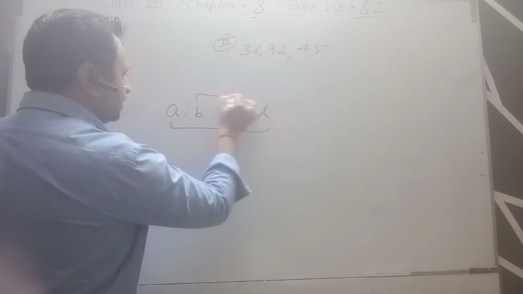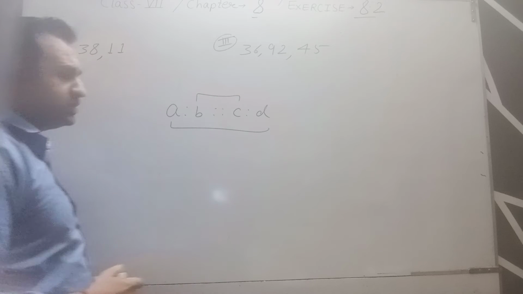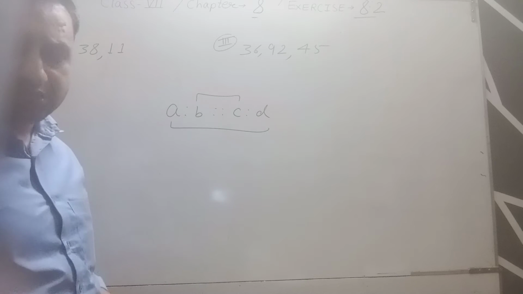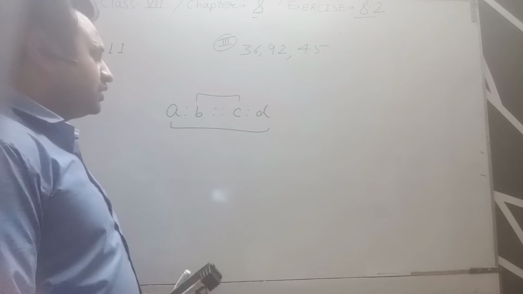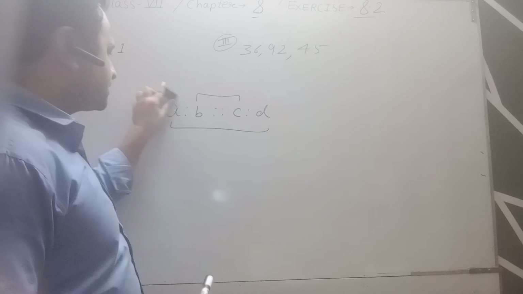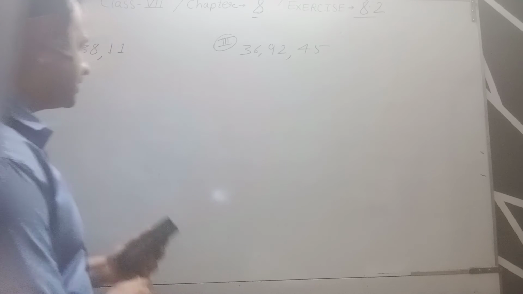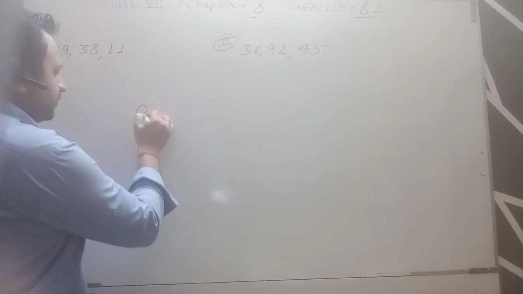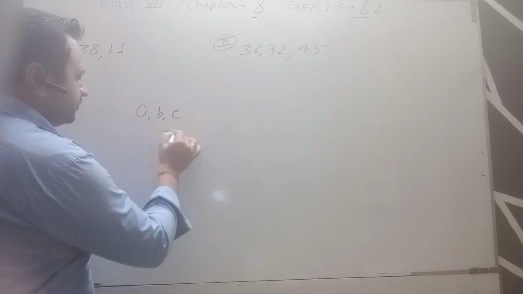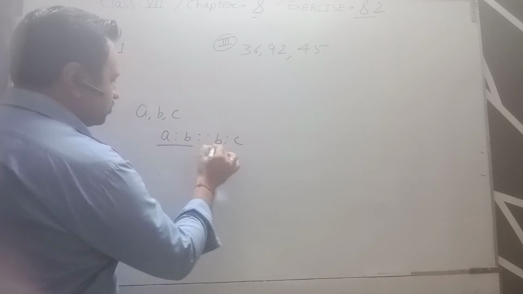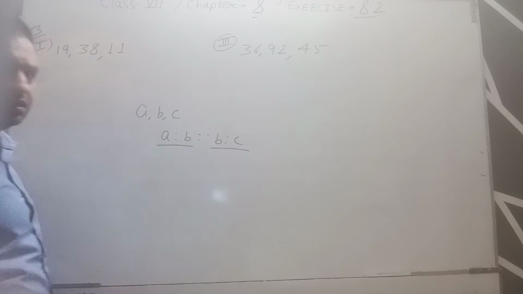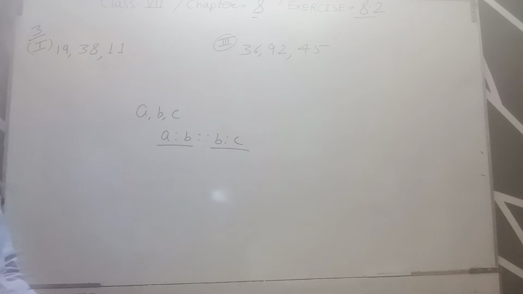If the product of extremes and the product of means are equal, then these numbers are called in proportion. And we also discussed continued proportions. Suppose these are three quantities, and they satisfy the condition that the ratio between A and B and between B and C are equal, then these three quantities are called continued proportions.